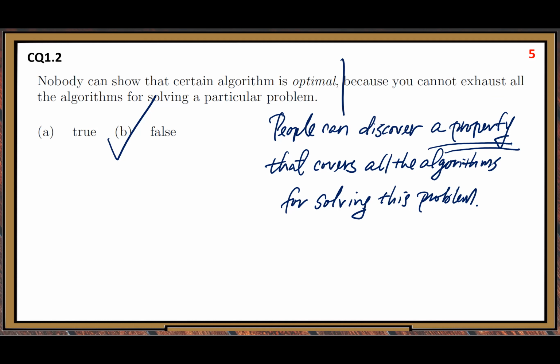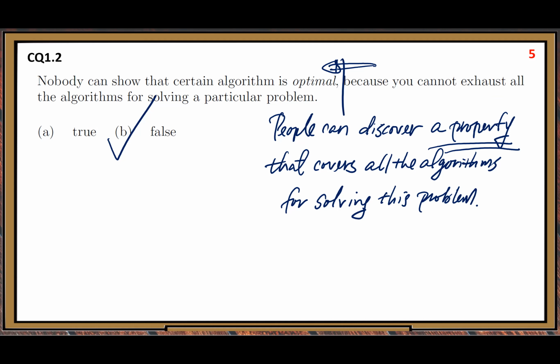So that means your logical reasoning is wrong. The logical reasoning using the second half to deduce the first half, that logical link is broken, is not right. So that's why it is false. That's our second question.